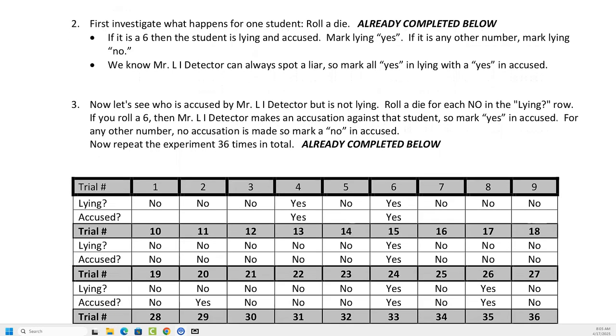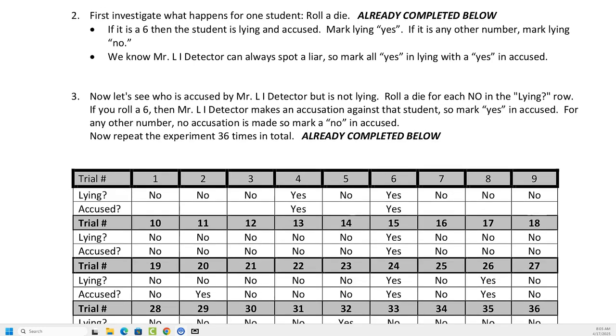So how are we going to fill in the rest of those? Do you guys understand that? Yeah? Okay, so then how am I going to get the rest? Well, it says here in step 3, now let's see who is accused by Mr. Lie Detector but is not lying, because we know that if they are lying, they get accused. So now we're at the people that are not lying, and we want to see, of these people that are not lying, who he still accuses of lying, even though they're being truthful.